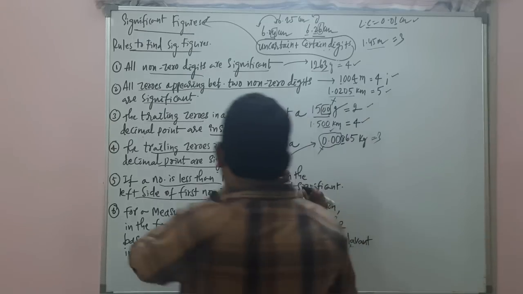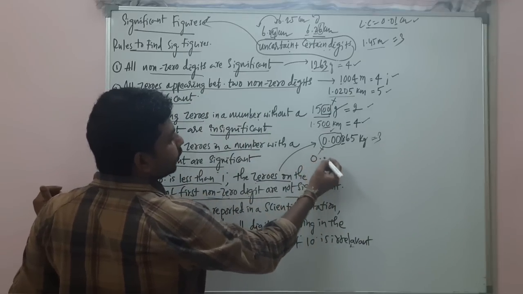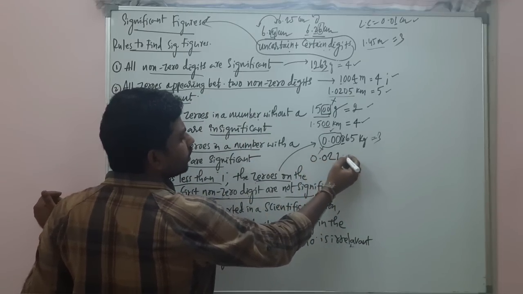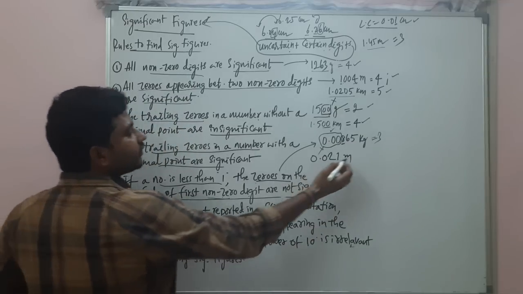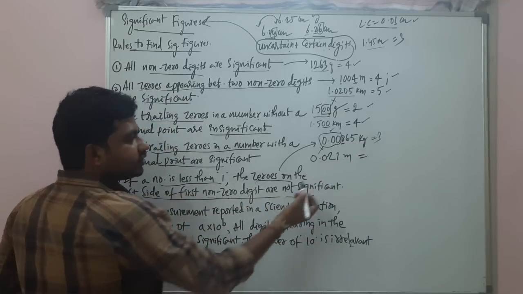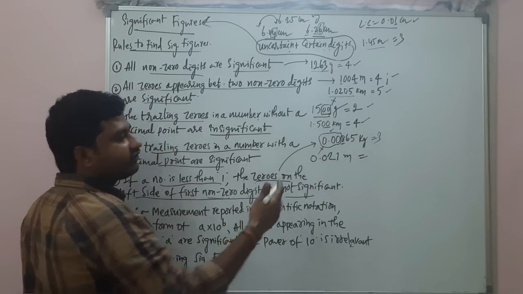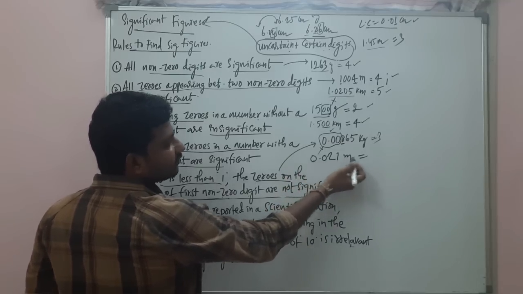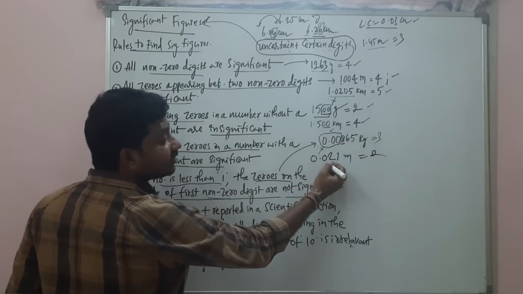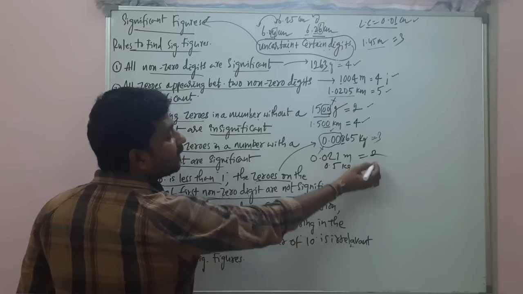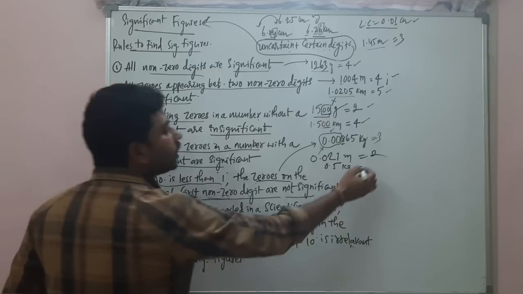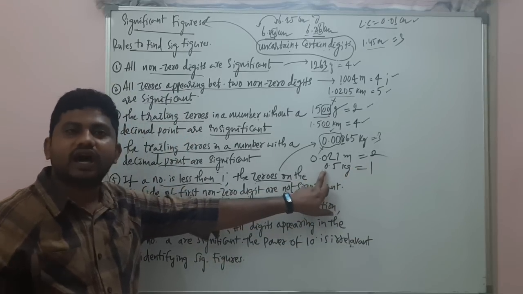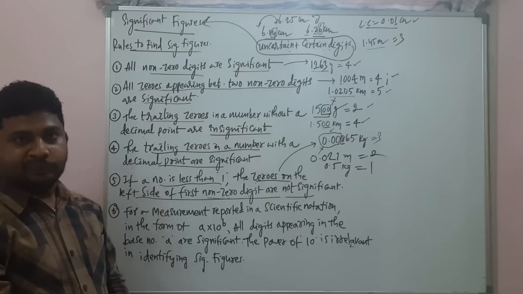So if I write a measurement like 0.021 meter, how many significant figures are here? The zeros on the left side of the first non-zero digit are not significant, so the significant figures are 2. If I write 0.5 kilogram, how many significant figures are here? It's only 1, because zeros on the left side of the first non-zero digit are not significant.